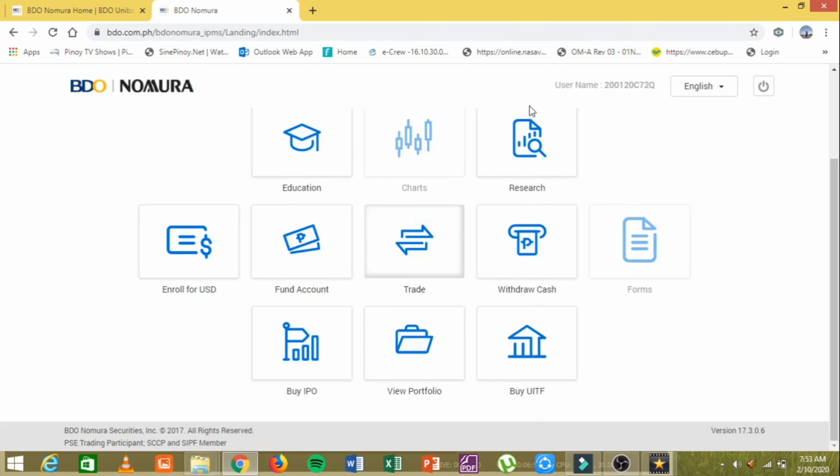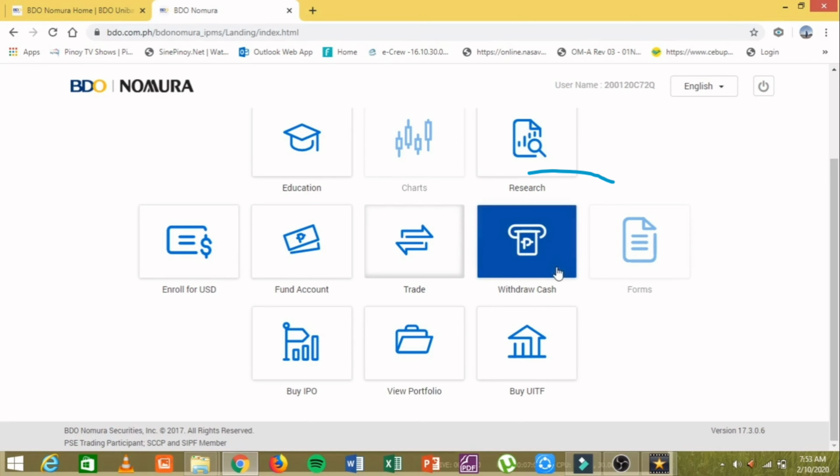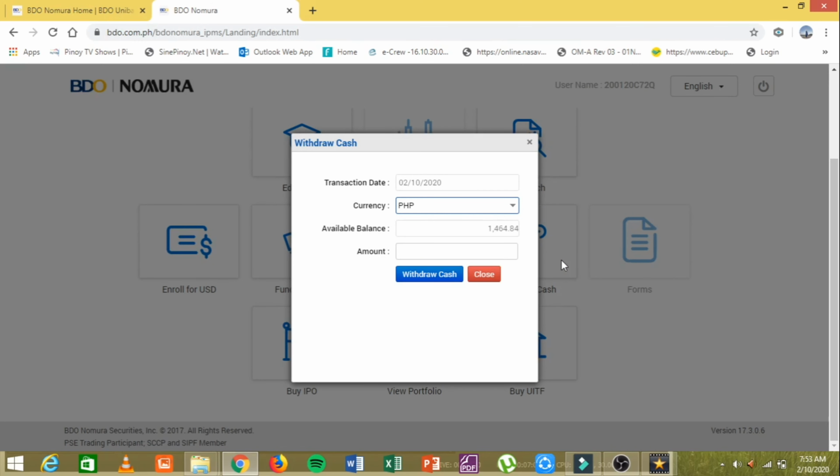Okay, let's say you are earning already, and you want to withdraw your cash. Simply click this withdraw cash button. The good thing is that you can withdraw your cash anytime, anywhere, even if it's night, if it's morning, if it's dawn, as long as you have the available balance. So right now I have 1,464.84. So I can withdraw this amount right here.